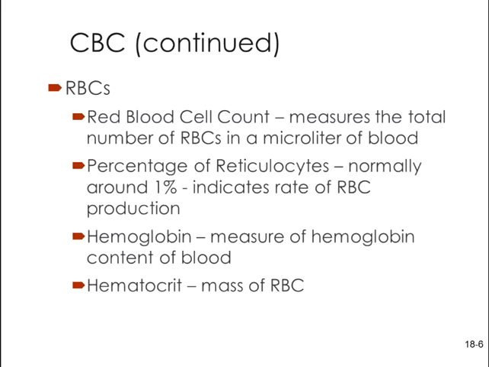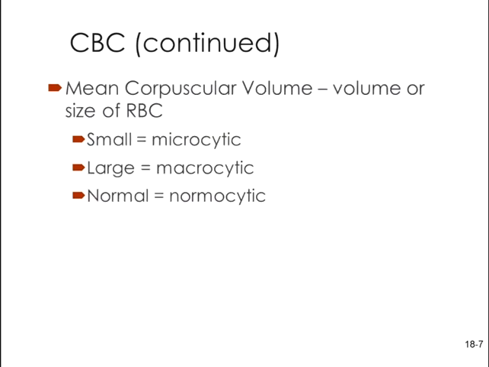Hemoglobin is the measure of hemoglobin content of the blood, so that's just another way. So you could have a normal number of red blood cells, but if you don't have enough hemoglobin, then you have diminished oxygen carrying capacity, and that's also a characteristic of certain types of anemia. And then finally, hematocrit, that's actually the mass of the red blood cell. So how big is the red blood cell? So let's look at these a little bit more specifically.